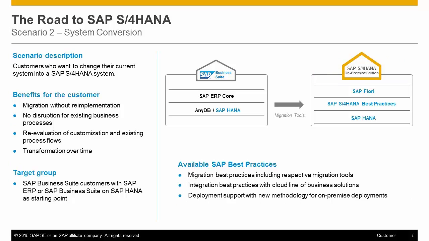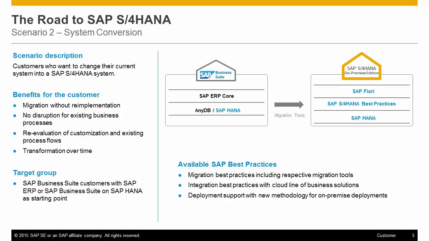The second scenario, referred to as system conversion, is focused on existing SAP Business Suite customers who want to change their current system into an SAP S/4HANA on-premise system. This includes technically the following main steps. You update your system to SAP NetWeaver Application Server ABAP 7.5. Next, you migrate the database to SAP HANA in case the SAP Business Suite system is not yet on SAP HANA, followed by the installation of SAP S/4HANA on-premise edition and installation of SAP Fiori for SAP S/4HANA on-premise edition.